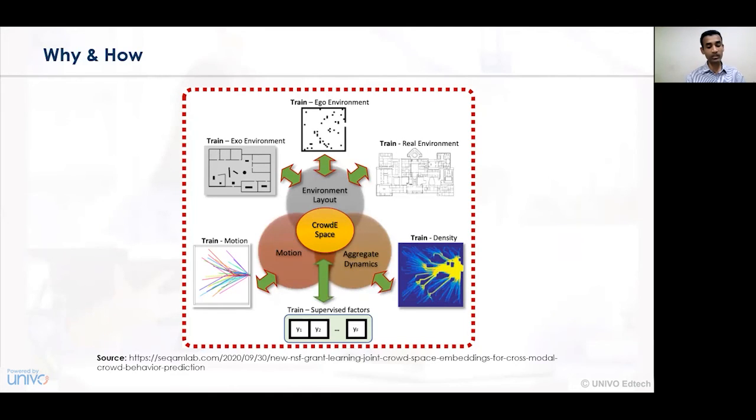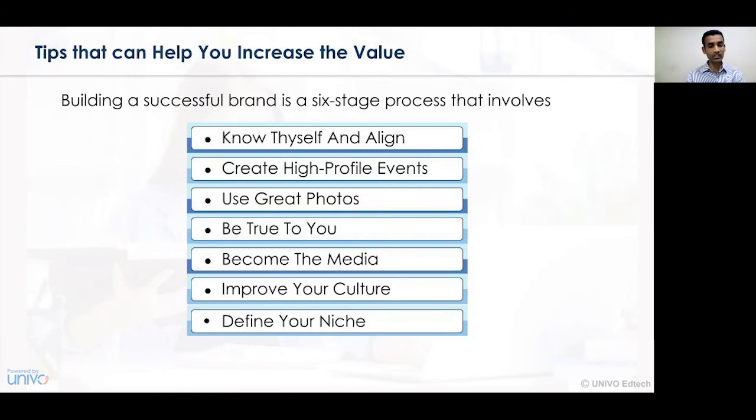So training the supervisory factors with respect to y1, y2, and y raised to n, that is the function that can be performed in a business organization. These are the various factors on the basis of which we need to understand why and how cross-category learning is essentially important. Now let us understand what the various tips are that can help to increase the brand value or the cross-category learnings in a certain organization.